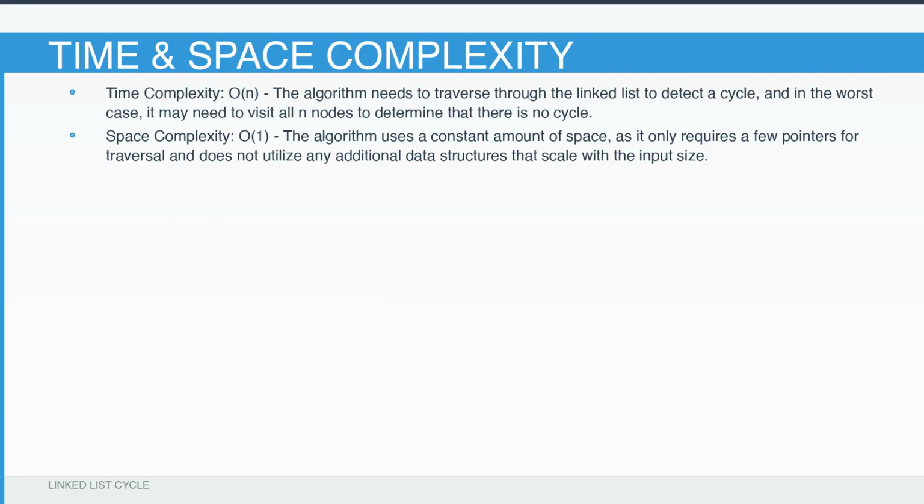Next, consider the space complexity, which is O(1). This indicates that the algorithm uses a constant amount of space, regardless of the input size. It only requires a few pointers for traversal, much like needing just a flashlight to navigate through the hallway. There's no need for extra storage or lists, making it efficient in terms of memory usage. Understanding these complexities helps us appreciate how algorithms can be efficient, not just in speed, but also in resource usage.